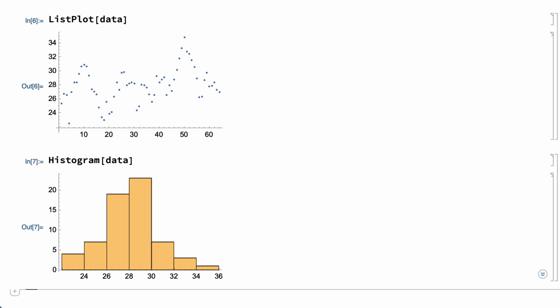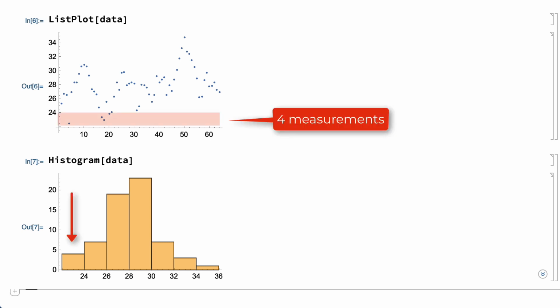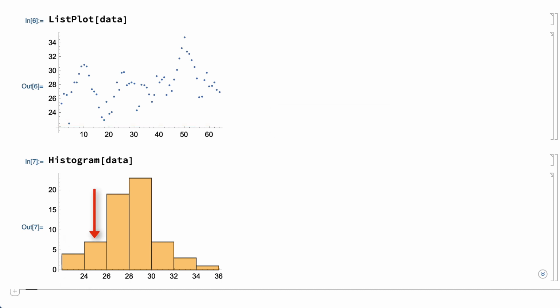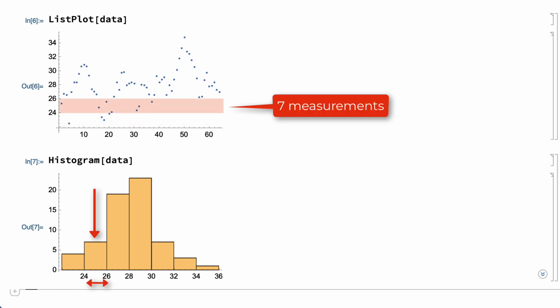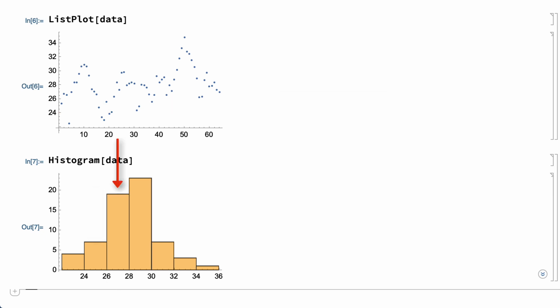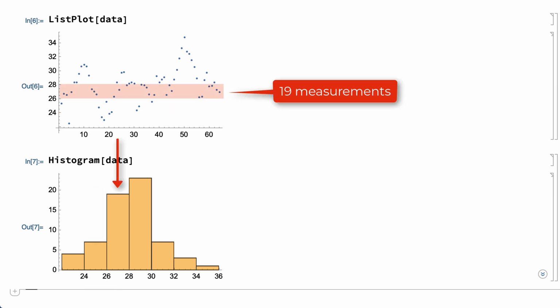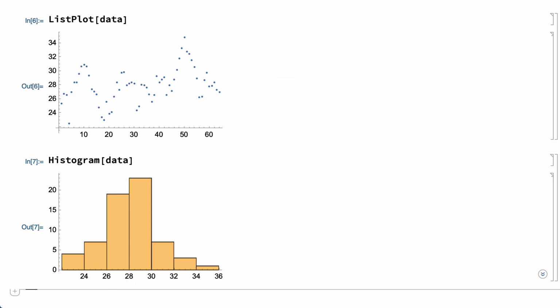Comparing the histogram with the scatter plot, the height of the first bar shows that there are 4 temperature measurements between 22 and 24 degrees Celsius. The second bar shows that there are 7 temperature measurements between 24 and 26 degrees. The third bar shows that there are 19 temperature measurements between 26 and 28 degrees, and so on. A plot like a scatter plot, which includes the day of each temperature measurement, is needed to show a trend in temperature over time, but the histogram makes it easier to see the distribution of temperatures.